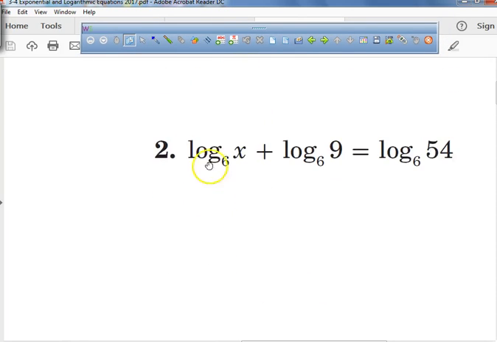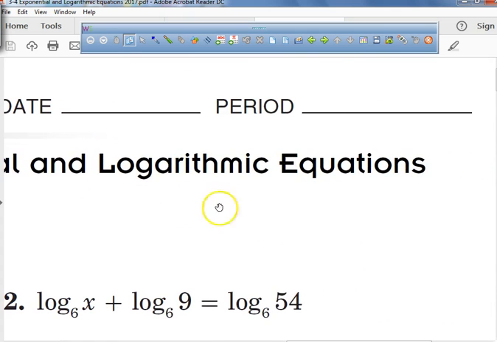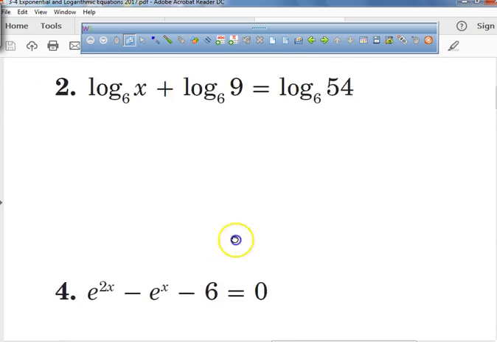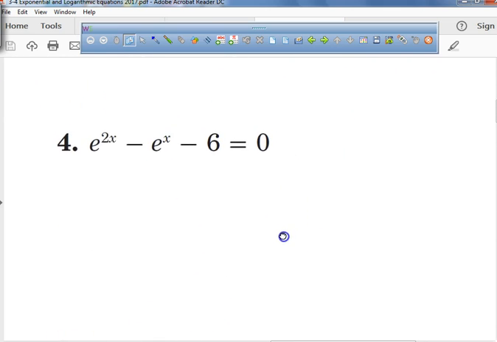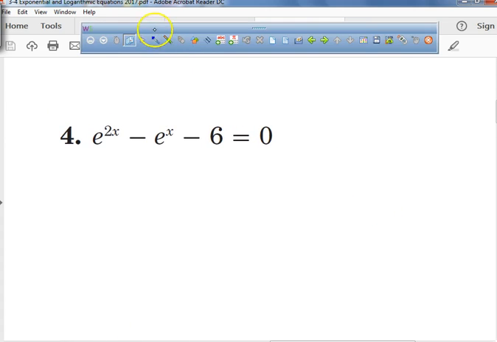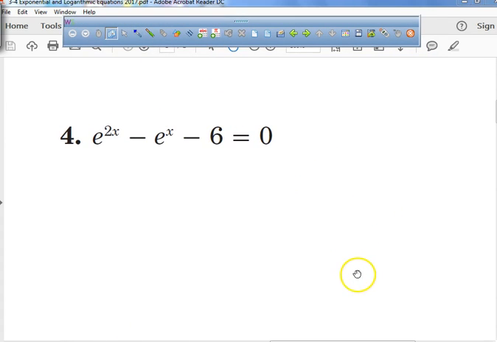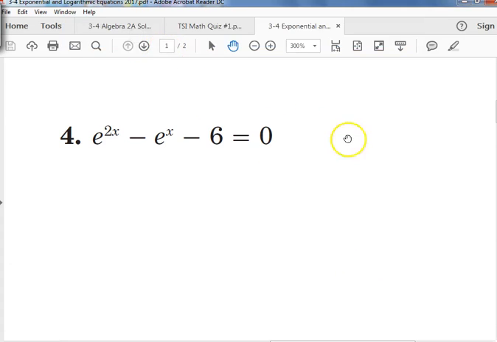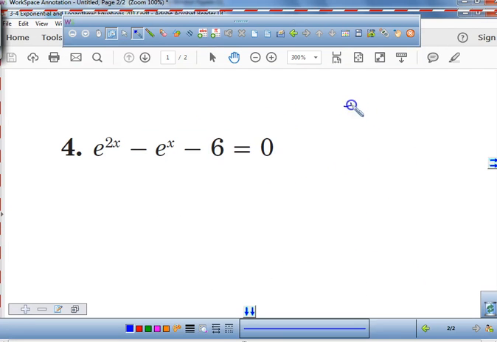Today we are starting exponential and logarithmic equations. Alright, we started this yesterday. It's the first problem where you guys probably would look at it and go, what in the world am I supposed to do? Number 4. So, some things we need to know, okay?